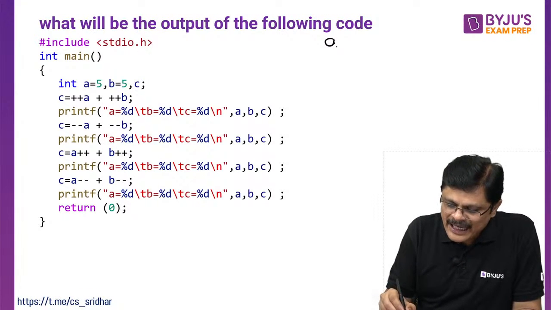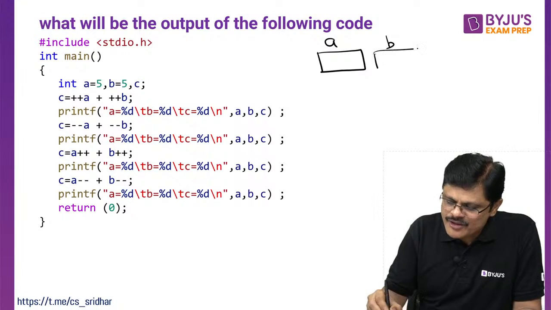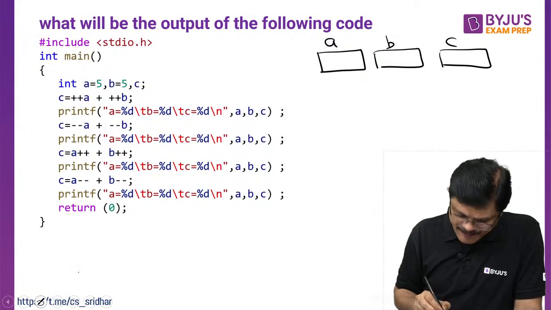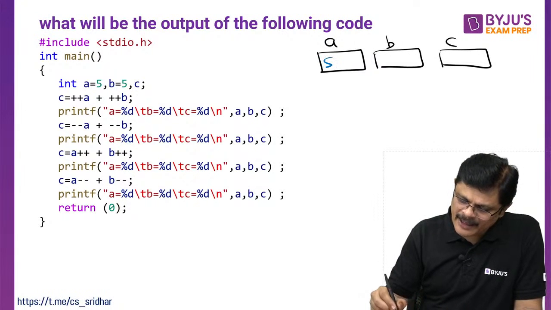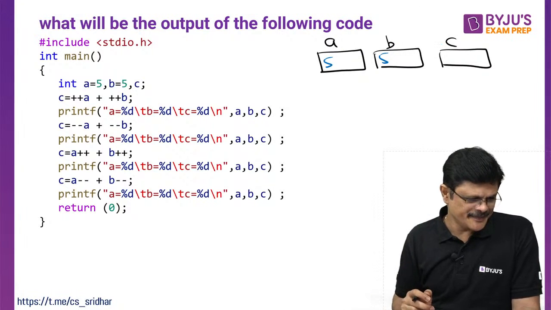A value, see, I always keep this box, that is memory box of A, memory box of B and memory box of C. Initially the memory box of A contains 5 and B contains 5, C garbage. No, it is not initialized, it contains garbage.